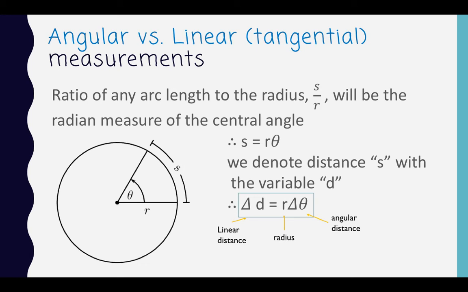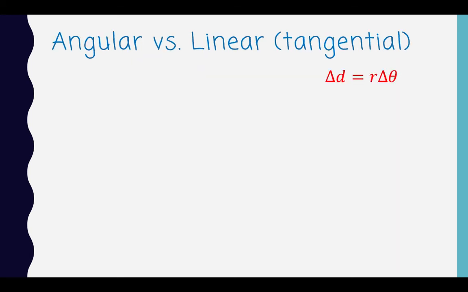So this is the equation that's used to convert from a linear distance to an angular distance, and vice versa. If you're converting from linear to angular, you would just solve for delta theta by itself. You would divide the linear distance by the radius to get the angular distance. So we have our first relationship between linear distance and angular distance.